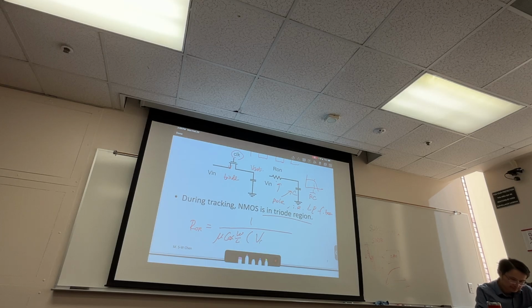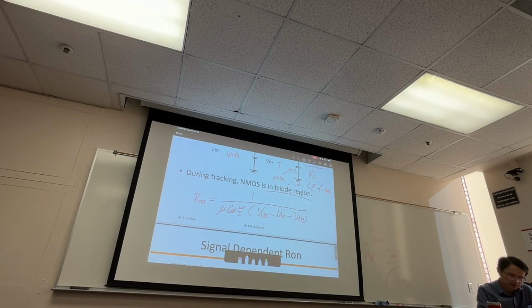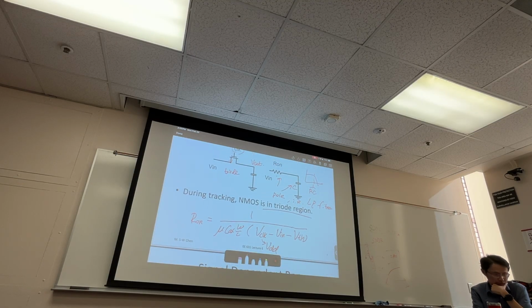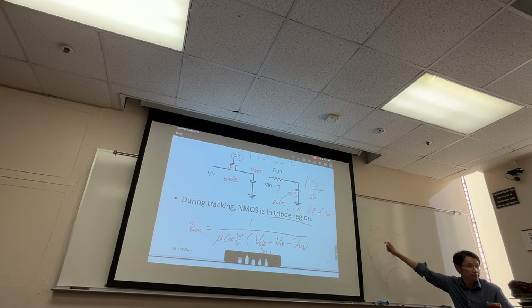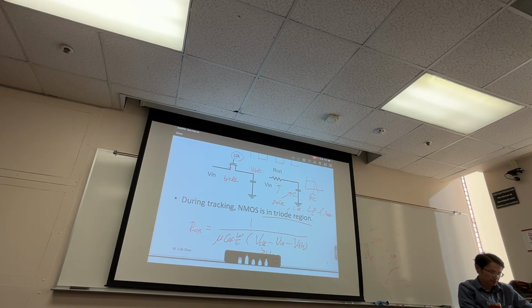V clock minus Vin minus VTH, right? And if the V clock here just swings to VDD, then we can replace this with VDD. Okay, so is R on constant? What is Vin? For the ADC, your input can be anything between the minimum and the maximum swing that you try to do. So unfortunately, this Vin is changing.